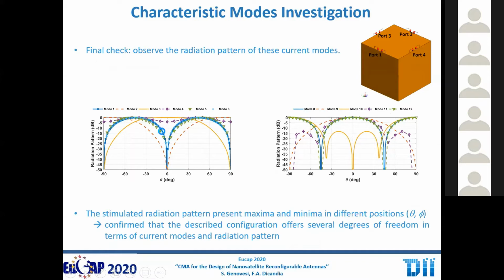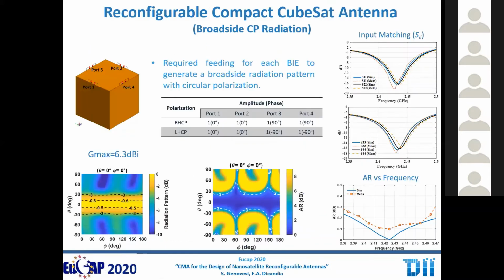And we have a pretty nice variety, because we have a radiation pattern with the maximum at the boresight, but also with some nulls. So we can mix, let's say, these different radiation patterns in order to achieve a nice reconfigurability of the radiation pattern. So in the end, the first thing we did is to find the proper feeding of this balanced inductive exciter in order to achieve a circularly polarized signal in broadside.